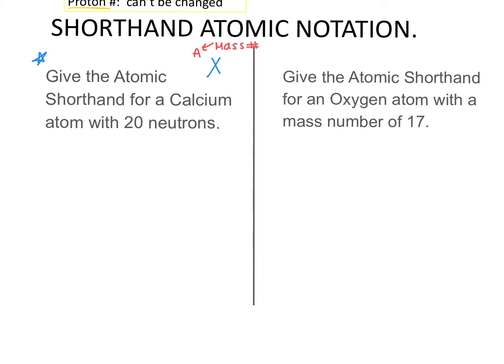Right? And that's my protons plus neutrons. And then I will have my proton number in that bottom. Remember, because it's an atom, it is neutral, so I do not have to worry about a charge.